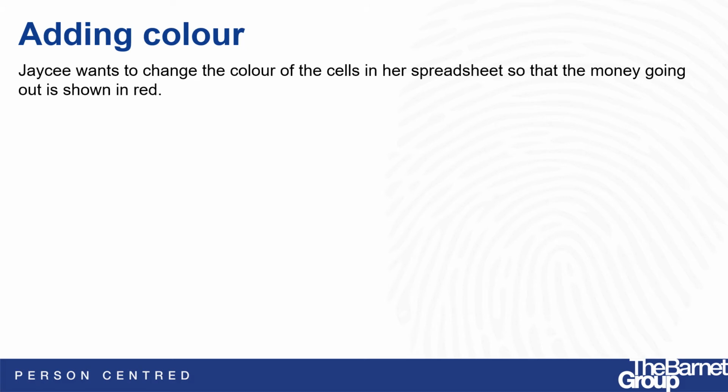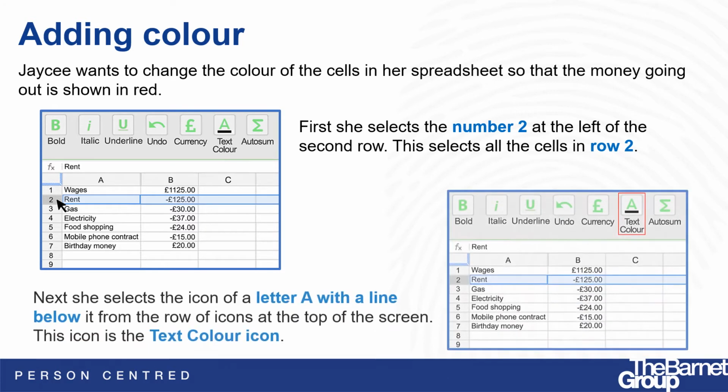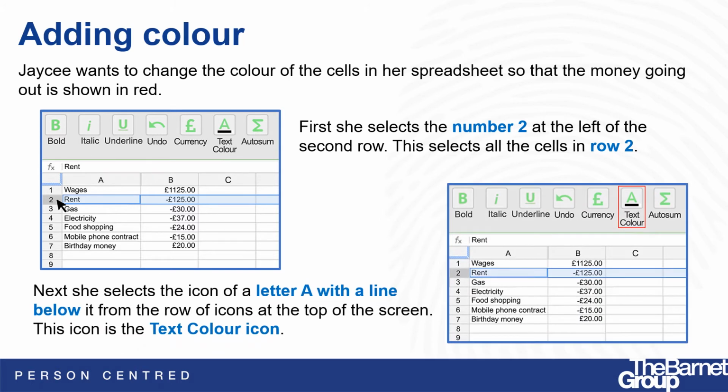Jacey wants to change the colour of the cells in her spreadsheet so that the money going out is shown in red. First, she selects the number 2 at the left of the second row. This selects all the cells in row 2. Next, she selects the icon of a letter A with a line below. It is from the row of icons at the top of the screen. This icon is the text colour icon.